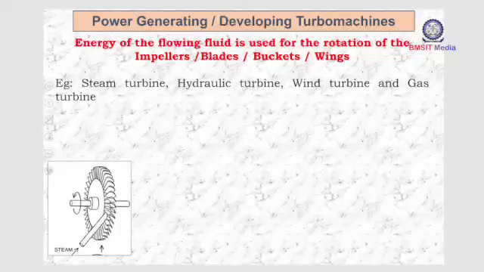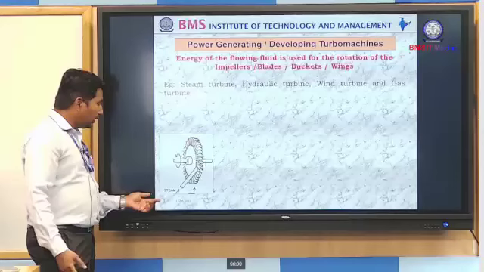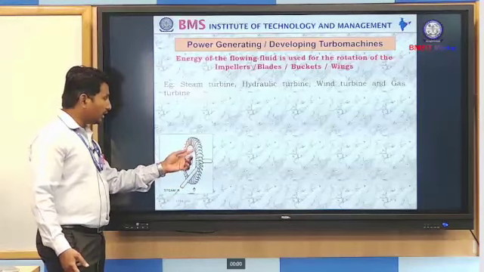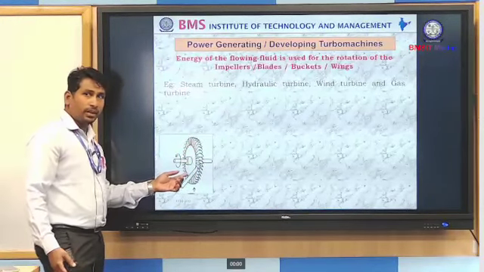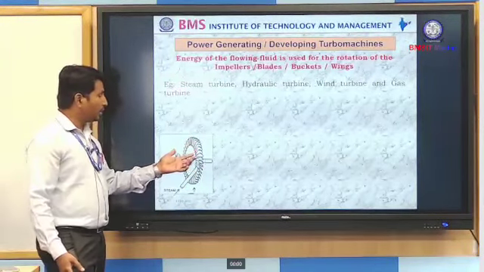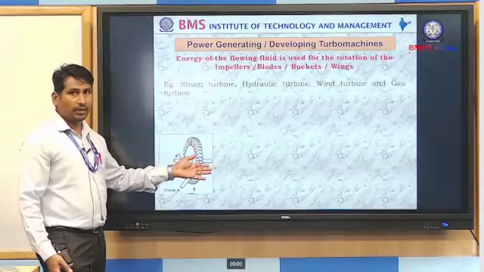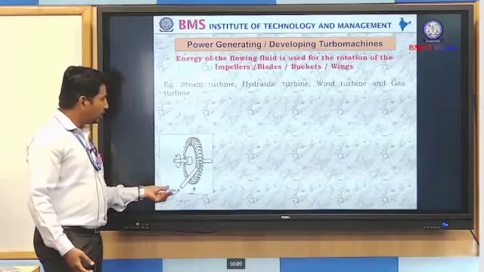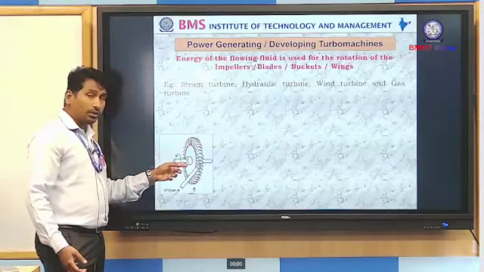Now, this is an example for a steam turbine. The steam enters and hits the buckets, also called blades. The steam hits the blades or a vane. Depending upon the application, we will name it in a different way. For instance, we will call it a rotor. The steam hits the rotor and the rotor starts rotating.